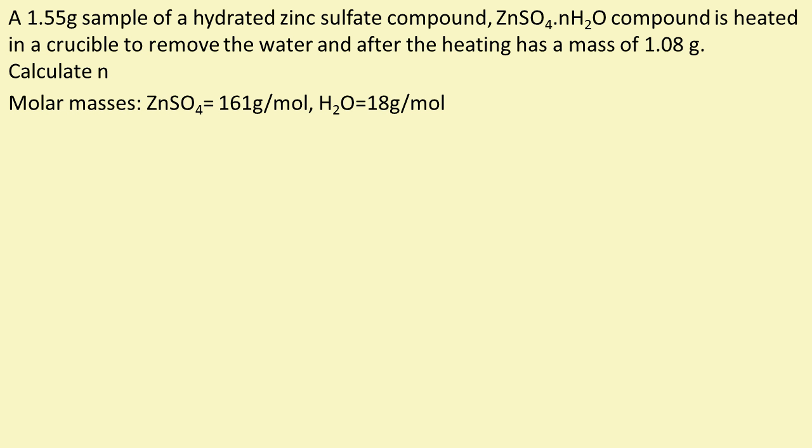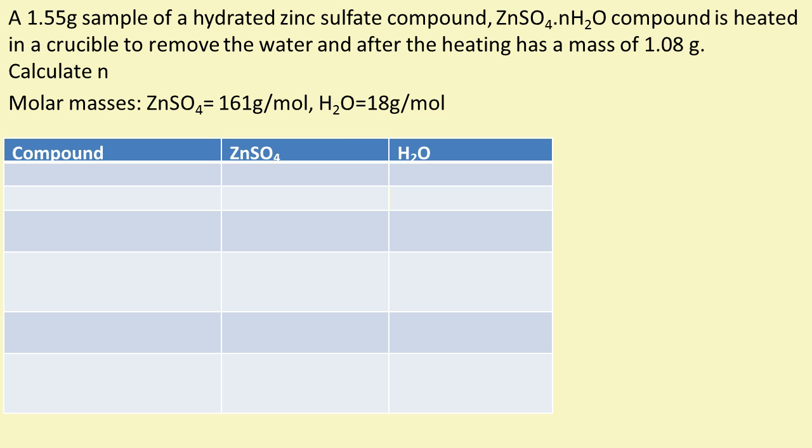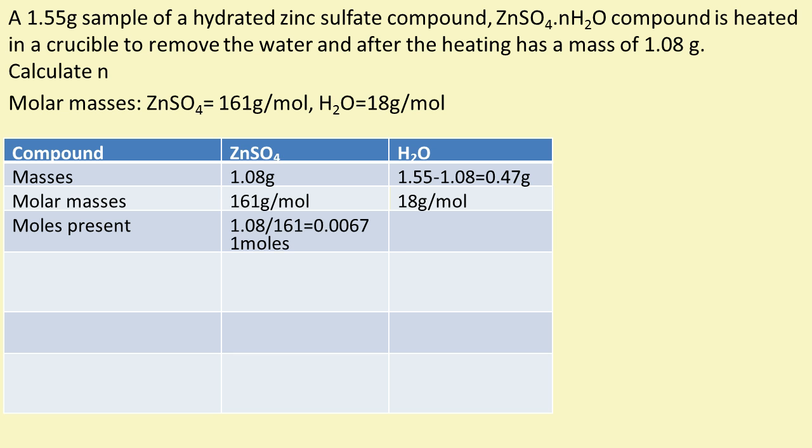So going through this step by step using a table. Firstly, draw a column for the salt and also for water. Write down the masses of each present. Then calculate the number of moles of zinc sulfate and moles of water present using the molar masses. Now divide through the number of moles present by the smallest number of moles present. In this particular case, it is the number of moles of zinc sulfate.